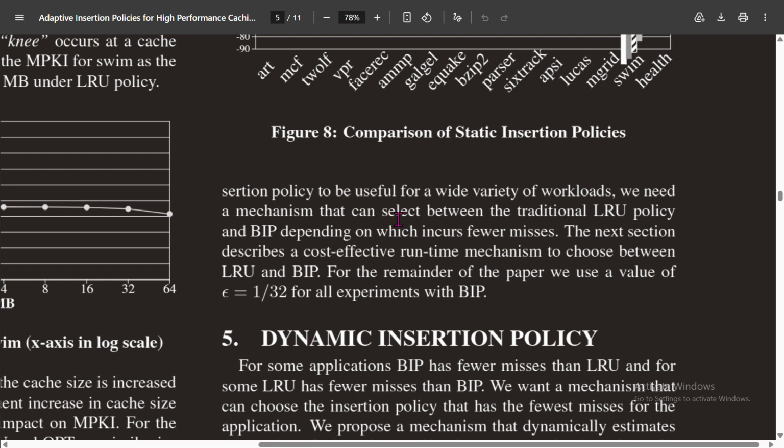For the insertion policy to be useful for a wide variety of workloads, we need a mechanism that can select between the traditional LRU policy and BIP depending on which incurs fewer misses. The next section describes a cost-effective runtime mechanism to choose between LRU and BIP. For the remainder of the paper, we use a value of epsilon equals 1/32, which is every 32nd element is going to be placed at the MRU position, else it will be placed at the LRU position for all experiments with BIP. All right.